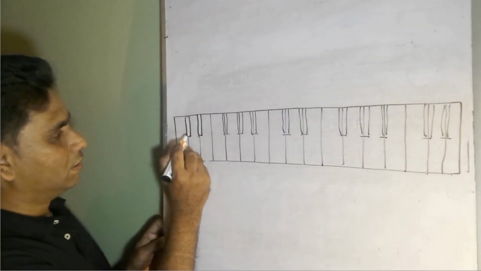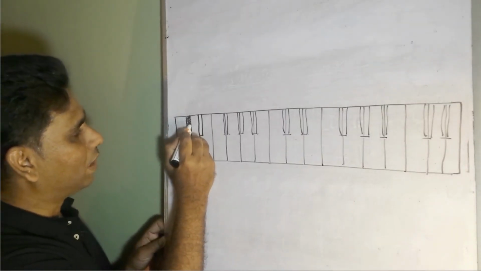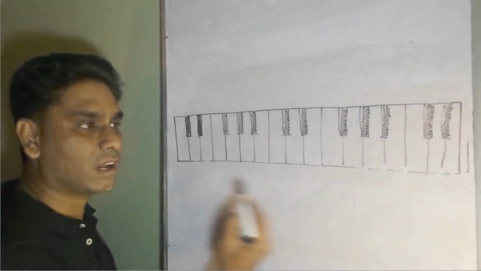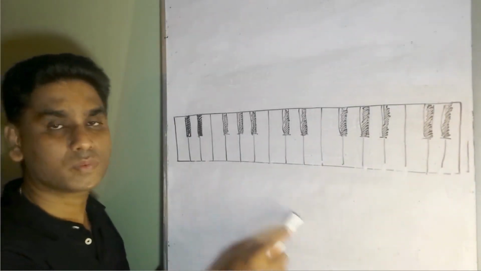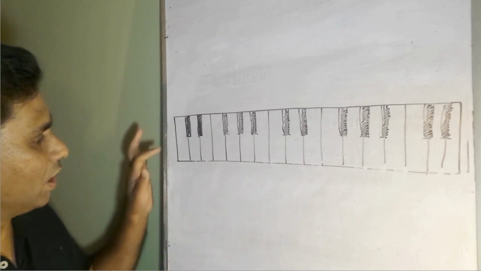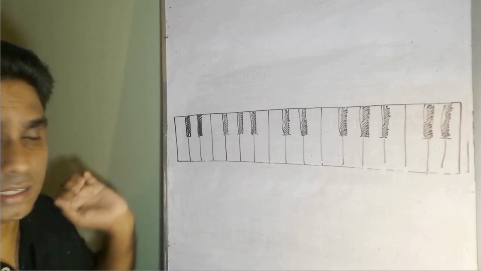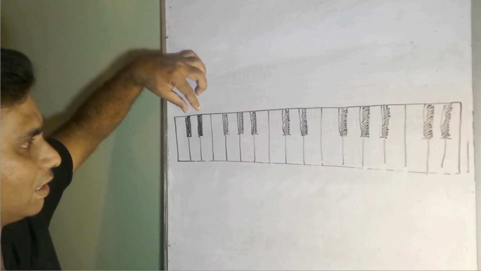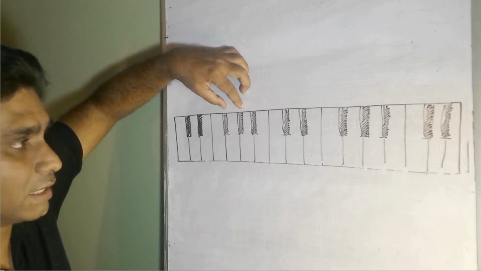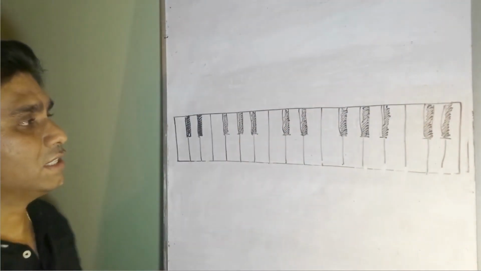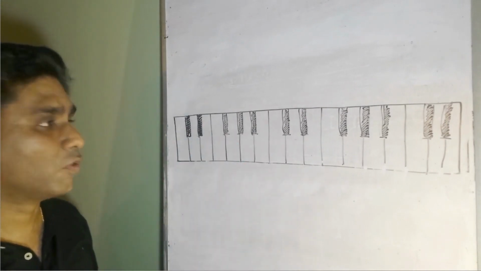You can color those black notes with a black pen. Now I have colored the piano. This is our small piano. Now when you see the piano, you can see there are white keys and black keys. And especially there are 2 groups of black keys, 3 groups of black keys, 2 group, 3 group, 2 group. This is how the piano is formed.